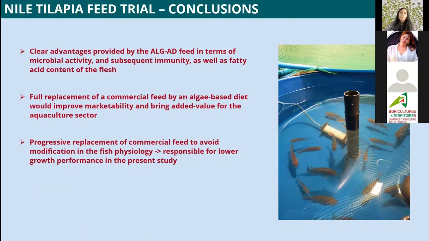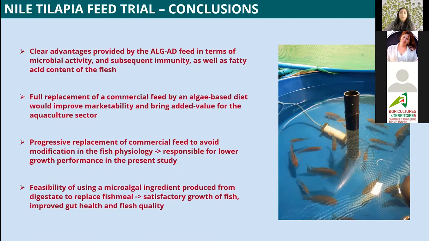However, we also found that a progressive replacement of standard feed by a new diet would be the best way to go, because it would avoid disturbances of the fish physiology, which we sort of observed during our first trial with the gut microbiome being quite disturbed by the new diet. So that would be the way to go, to introduce a new diet progressively, especially with microalgae. So we demonstrated here that there was a feasibility of using microalgal ingredient produced from digestate to replace fish meal, which is a real added value for the aquaculture sector.